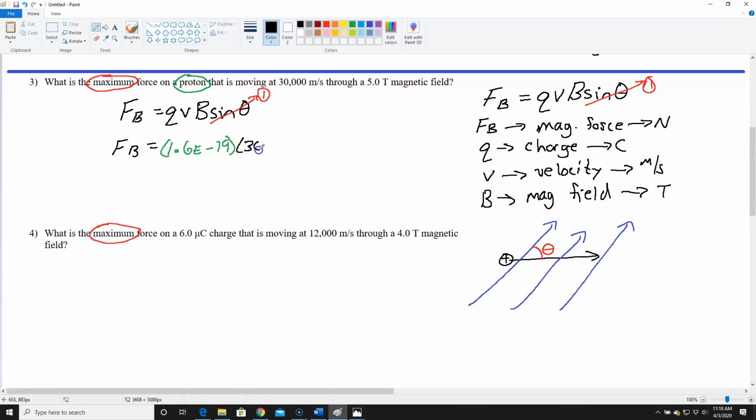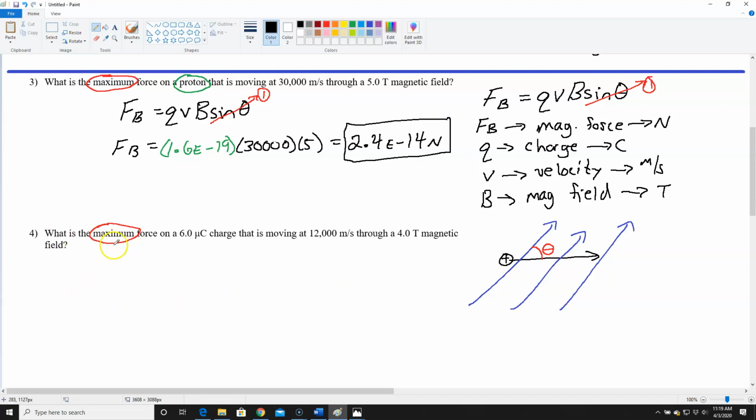The velocity given is 30,000. And we have a 5 Tesla field. So go to the calculator, 1.6e negative 19 times 30,000 times 5. I got 2.4e negative 14. So 2.4e negative 14 newtons is the magnetic force.